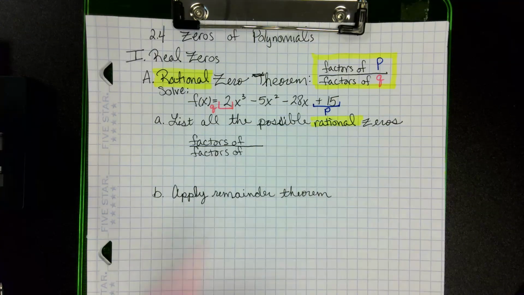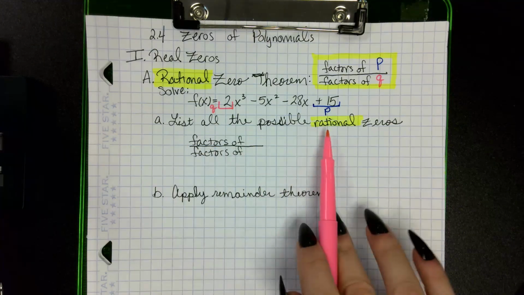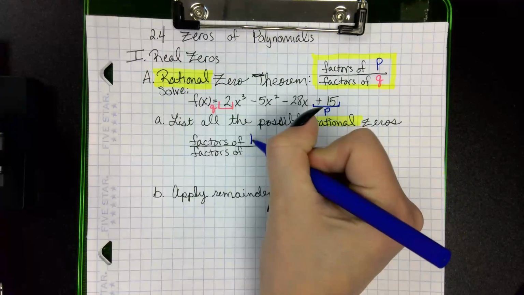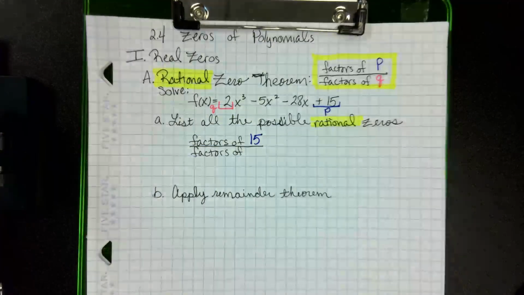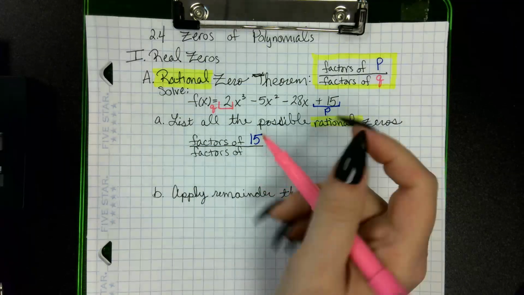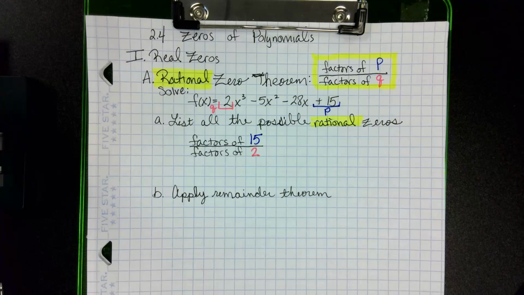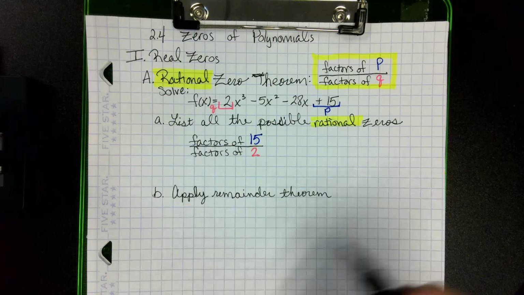So we just label it in our function. List all the possible rational zeros. So I'm going to use factors of P over factors of Q. Factors of P. P is 15. So factors of 15 over factors of Q. Q is 2. And you don't have to write out the words "factors of" every time when you're showing work. I'm just doing it because this is notes. So that's what we're going to do.